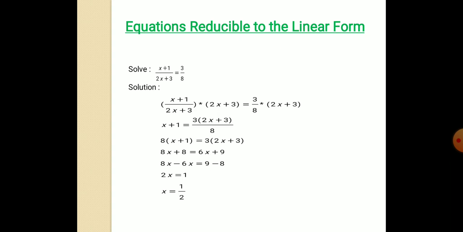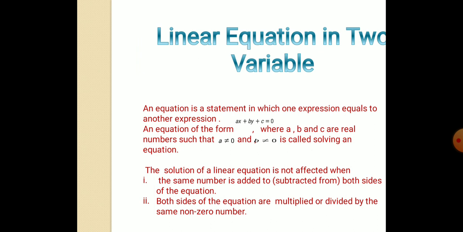Solve (x plus 1)/(2x plus 3) equals 3/8. The solution: (x plus 1)/(2x plus 3) into (2x plus 3) equals 3/8 into (2x plus 3). x plus 1 equals 3 into (2x plus 3)/8. 8 into (x plus 1) equals 3 into (2x plus 3). 8x plus 8 equals 6x plus 9. Therefore, 8x minus 6x equals 9 minus 8. 2x equals 1. Therefore, x equals 1/2.